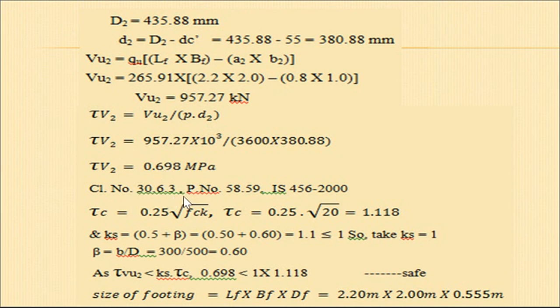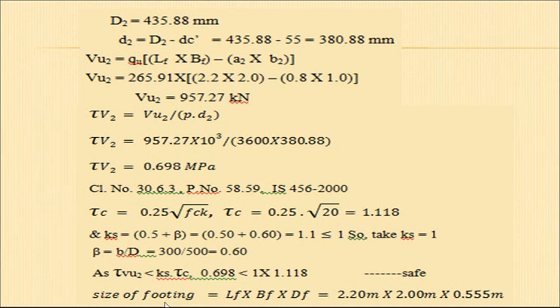Clause number 30.6.3, page number 58 and 59. For flat slab consideration as per IS 456-2000, tau C is equal to 0.25 root FCK for the limit state method, and tau C is equal to 0.25 into root of grade of concrete 20, so it is 1.118. Ks is equal to 0.5 plus beta, and beta is equal to B by D for the column. It is 0.60, so Ks is 1.1, which is greater than 1, so we can take Ks equal to 1. So the tau V2, which is 0.698, and tau C is 1.118, which is greater, so we can say that it is safe. That means the depth of the footing is safe.